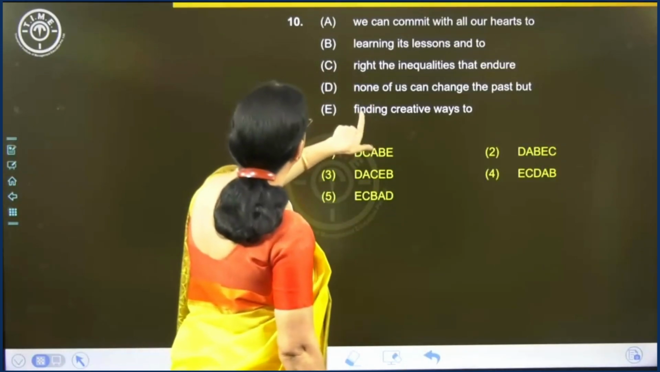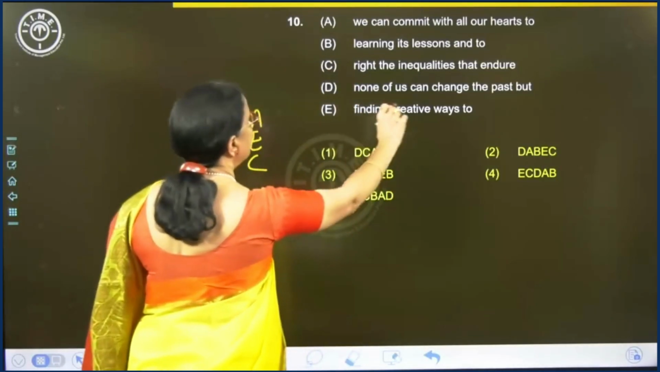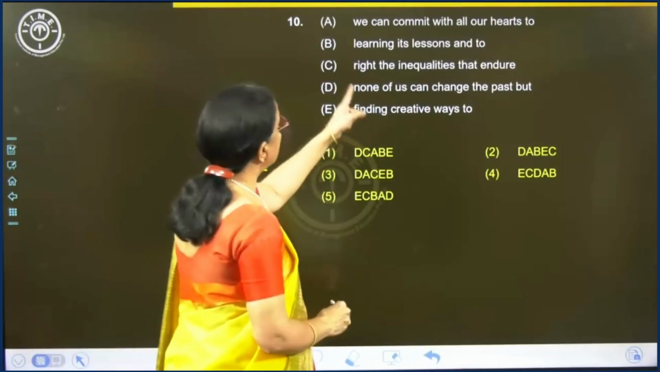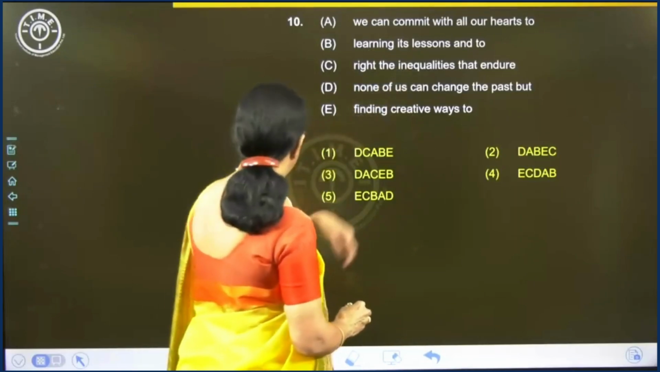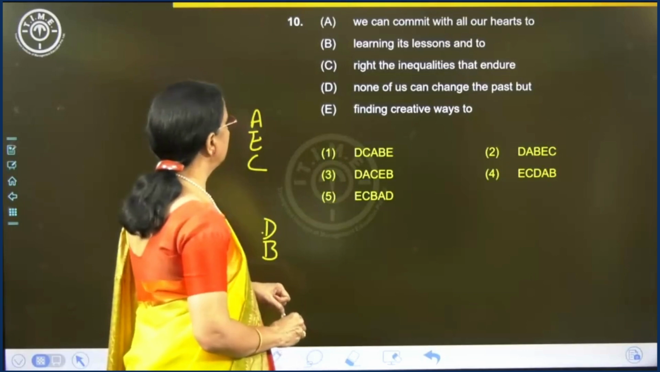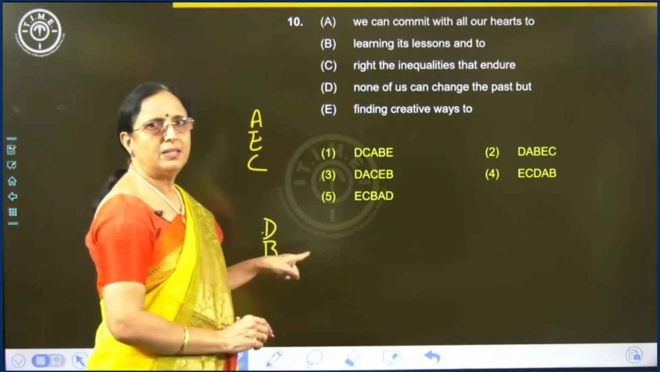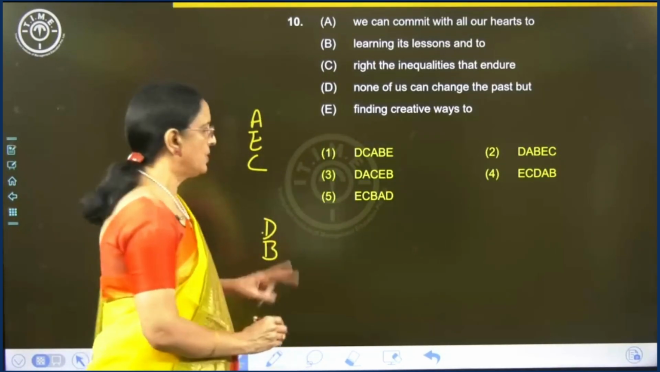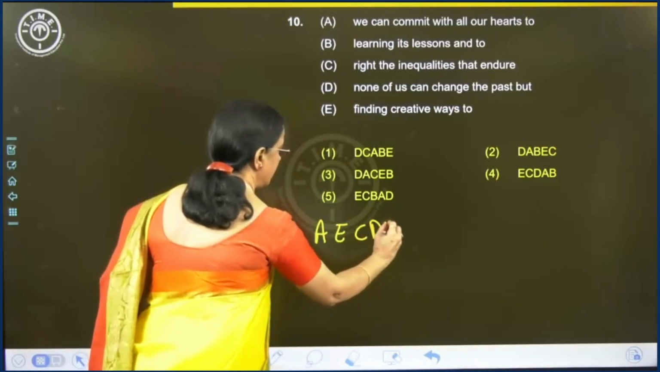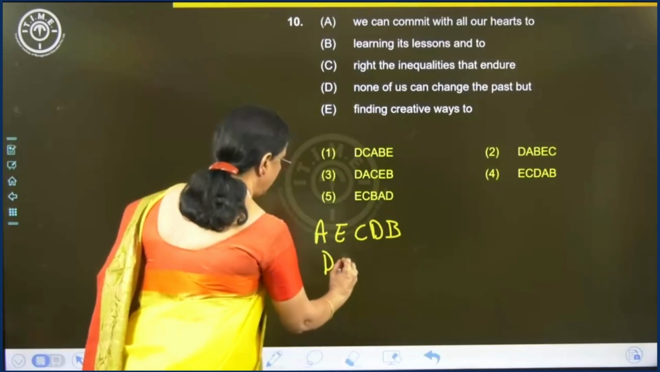B and D. Now, none of us can change the past. I'm writing it here. But learning its lessons and to. DB is clear. Now, AECDB. Now, there are two possibilities. What are the two possibilities? AECDB or DB AEC.